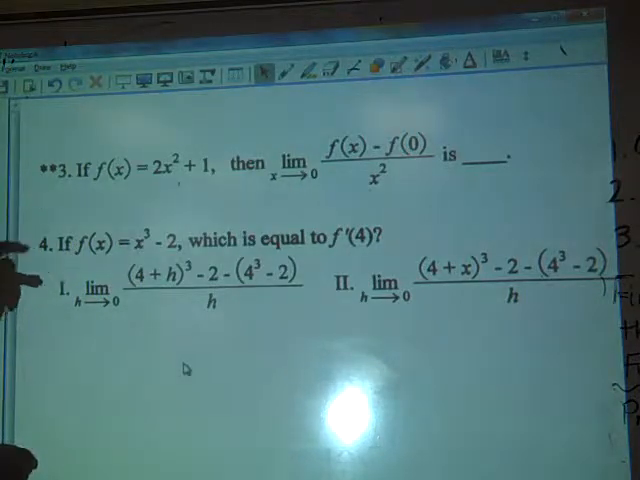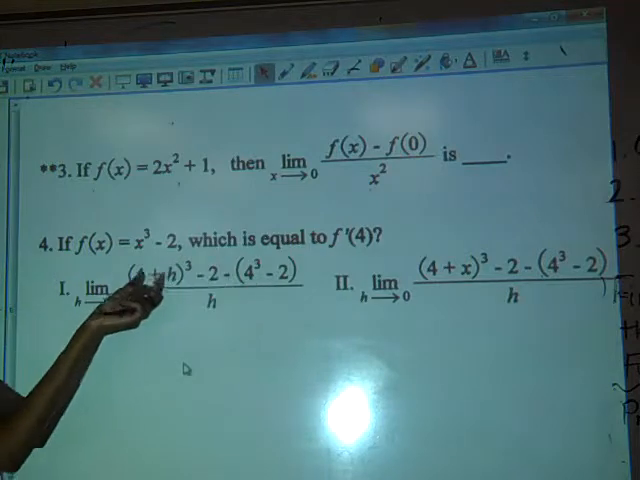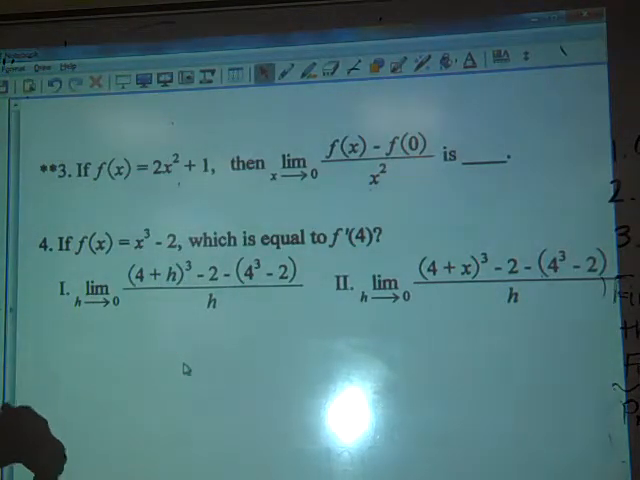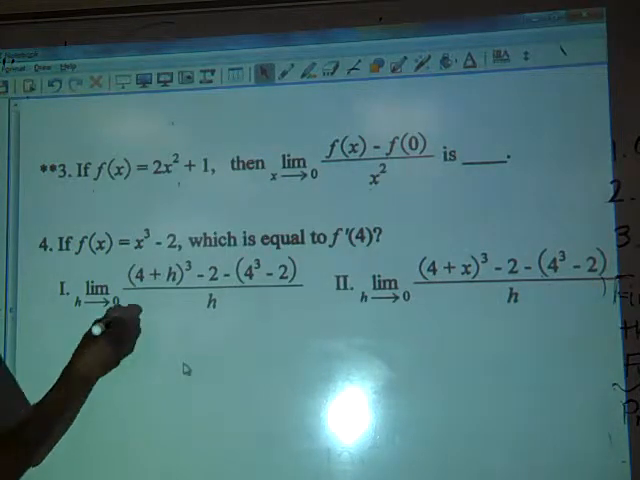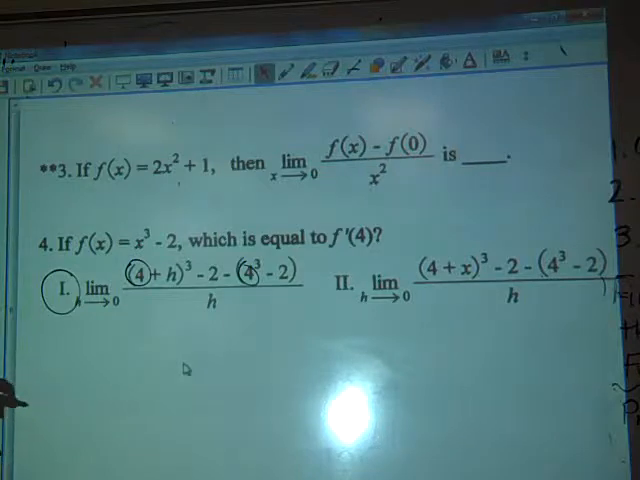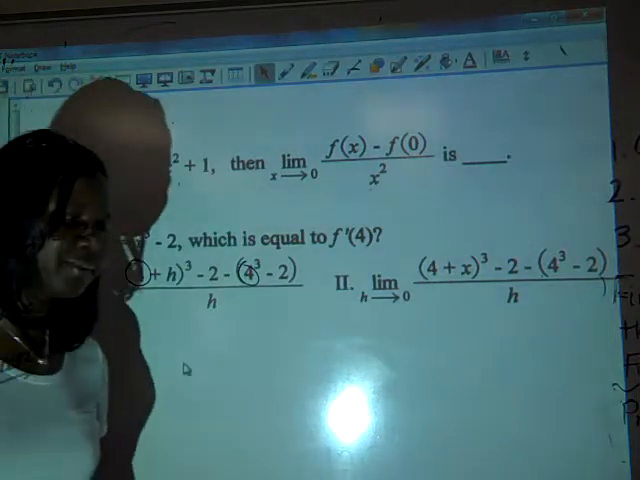I like the way he explained it. It's this one, 4 takes the place of the x. The order of x and h won't matter because addition is commutative. So I can have x plus h or h plus x. However, that takes the place of the x's, so that one is the correct one. That's what I was referring to. All right, let's see what we have.